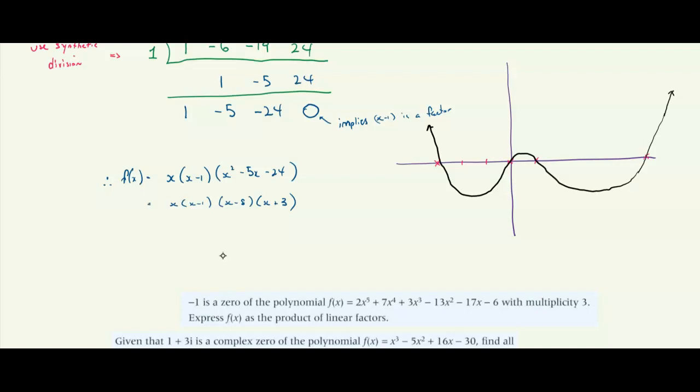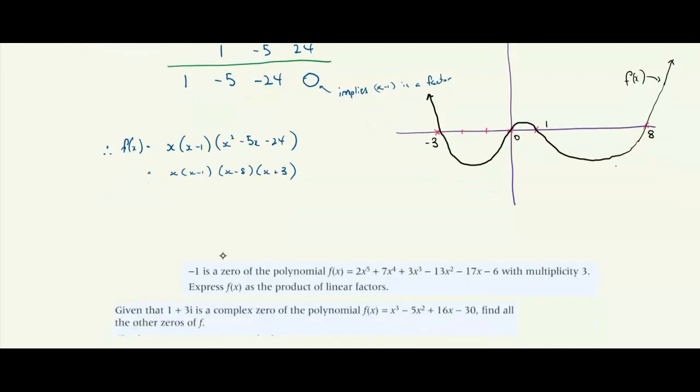This is my function of x, y. This is f of x. That's my polynomial. Let's put in -3, 0, 1, and 8 as my roots. Once we've done some work in calculus, we'll be able to work out what these turning points are, and that'll be fun. But for now, that'll do us. Let's get on with the next example.